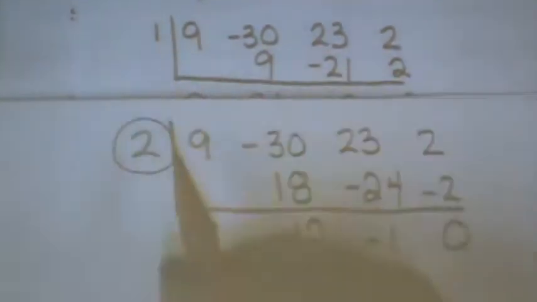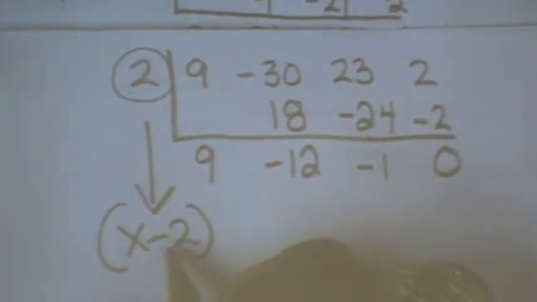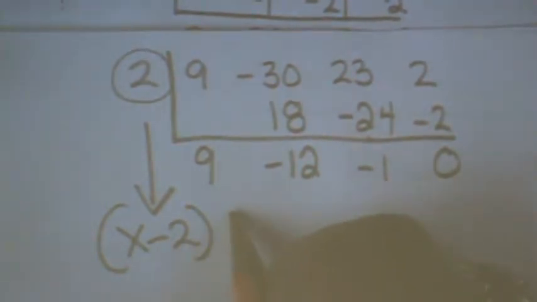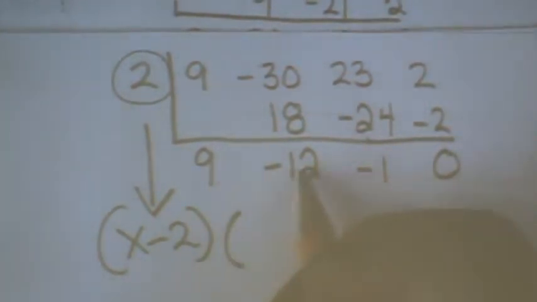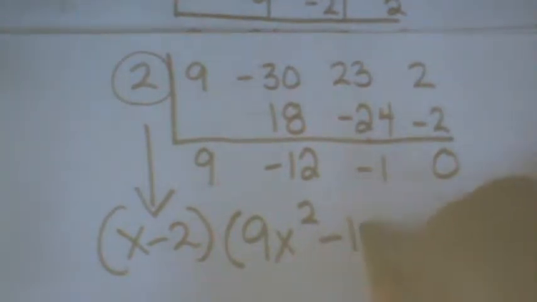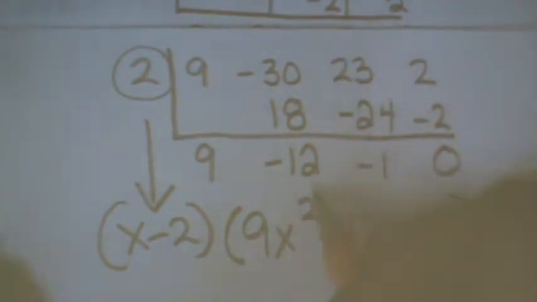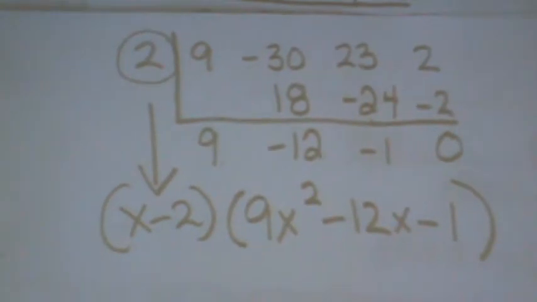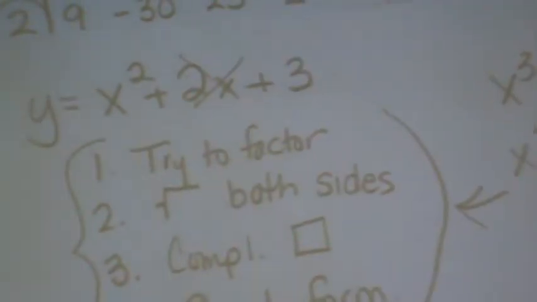So how will you break this up here? We've got x minus 2. That corresponds with x minus 2. Now what's left here? These are the coefficients. So it's going to be 9x squared minus 12x minus 1. Now guess what? We are now at the x squared mark.